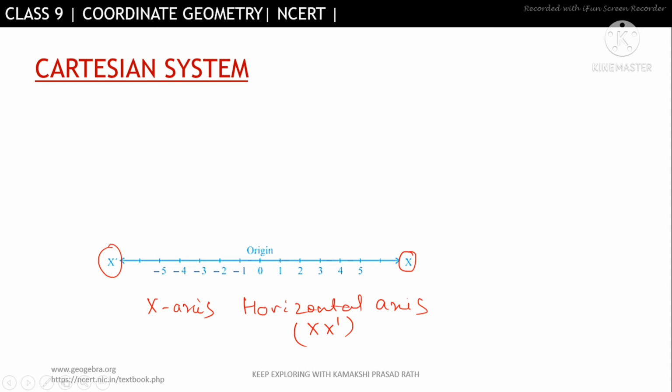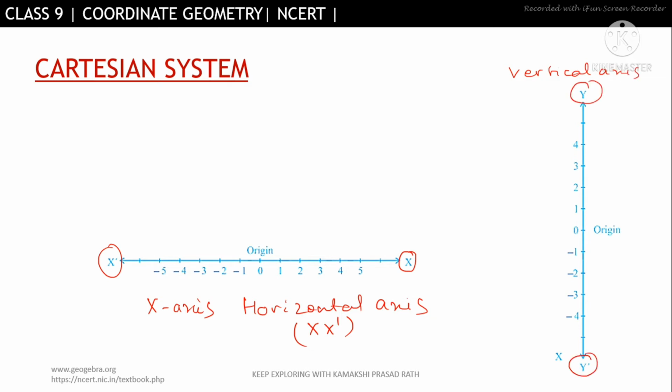Now if we tilt this one and keep it in a vertical way, this one we call a vertical axis, and we have kept the names y and y dash. So y and y dash is the axis name. Axis is nothing but a line that represents some numbers here. So x axis is horizontal and y axis is vertical.